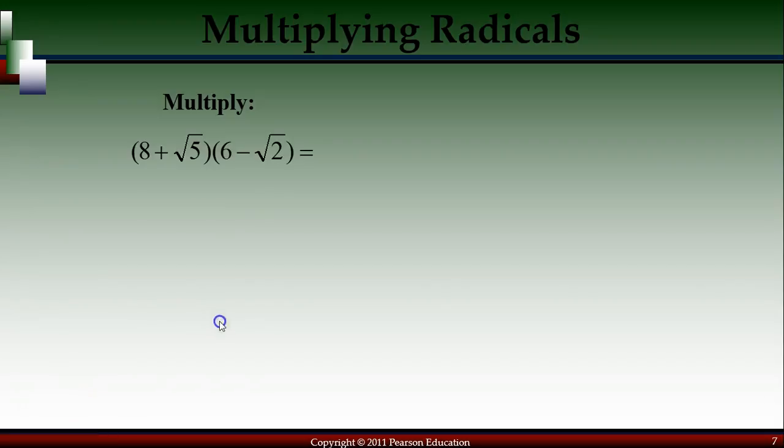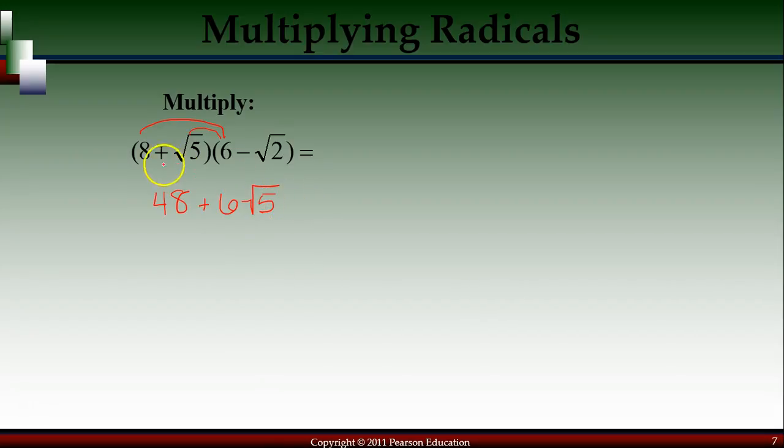This problem right here, we use our foiling method to help us in multiplying all these out. So let's go ahead and do that. Okay, so multiply first terms together to get 48. And then these two terms get plus 6 square root of 5.